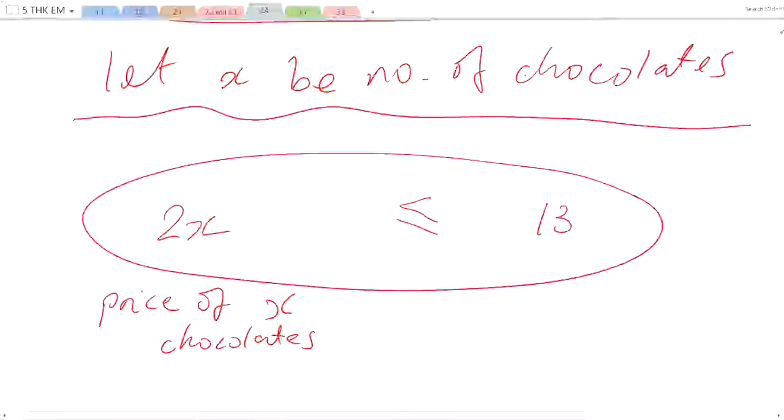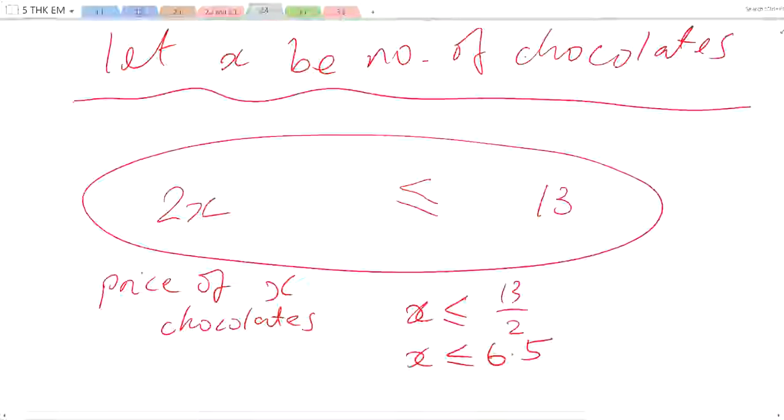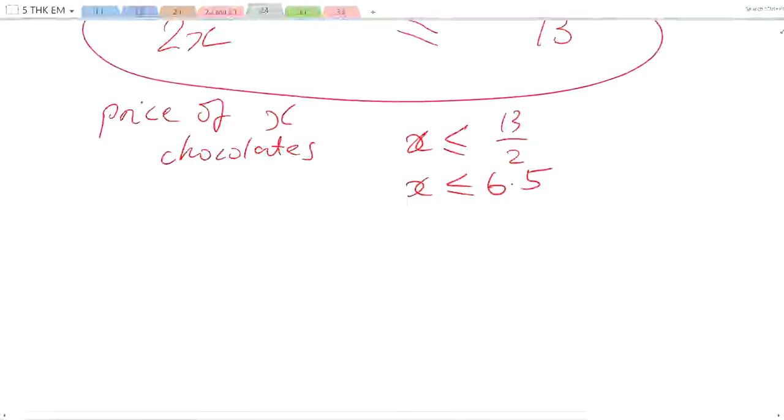I know how to form inequalities. Then from here, very easy, right? X must be less than or equal to 13 over 2. X must be less than or equal to 6.5. I cannot buy half a chocolate. So the values will therefore be 1, 2, 3, 4, 5, and 6.